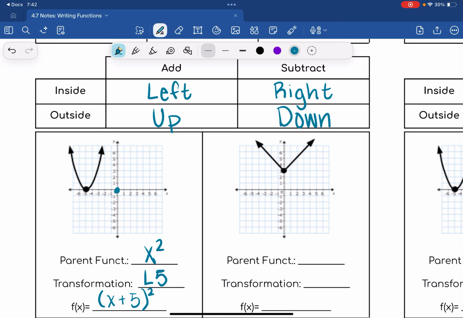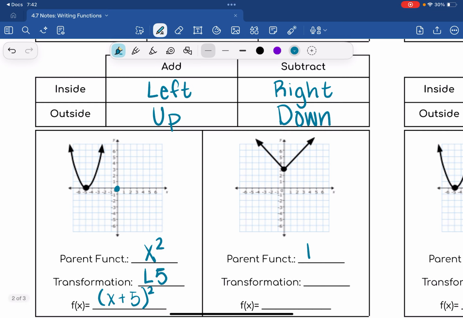Okay. Next one, this is the V-shaped graph. So our V-shaped graph, we know, is the absolute value graph. We can look at this graph and see that it has been moved straight up. So since it's been moved up, we're going to write down up 3. So it's moved straight up 3. Sorry about all of this popping up. Okay.